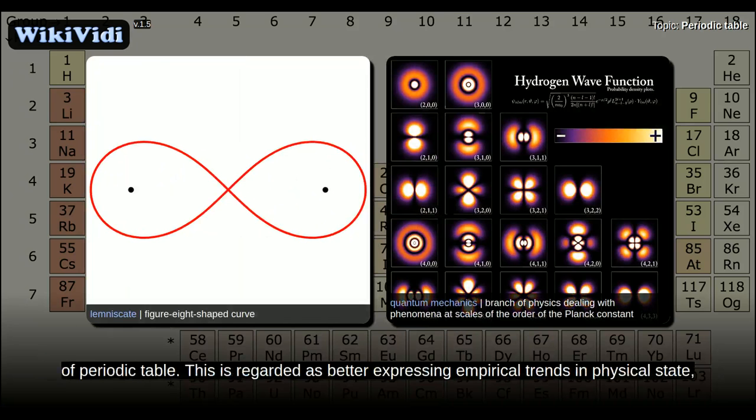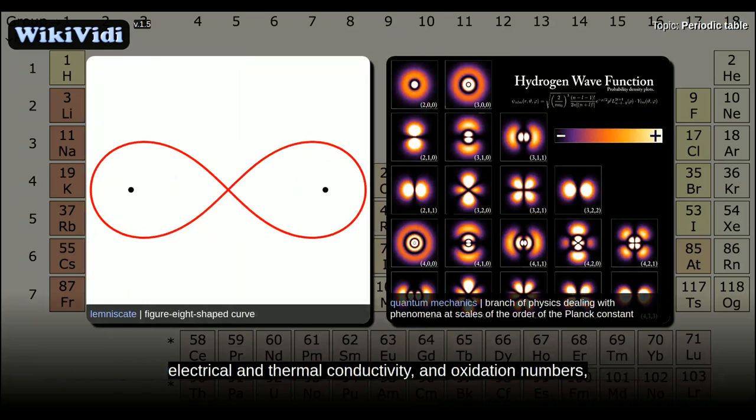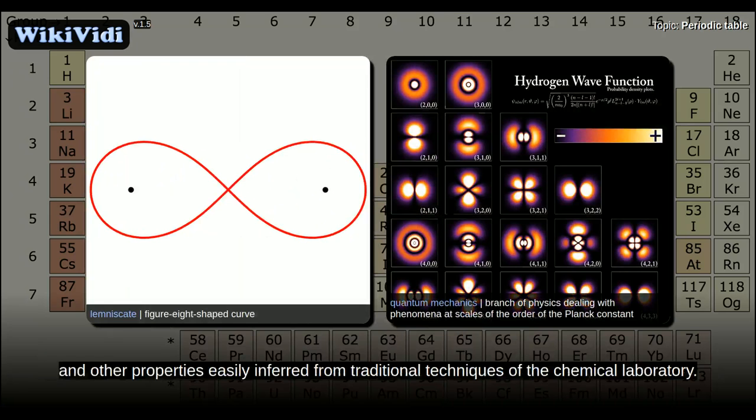This is regarded as better expressing empirical trends in physical state, electrical and thermal conductivity, and oxidation numbers, and other properties easily inferred from traditional techniques of the chemical laboratory. Its popularity is thought to be a result of this layout having a good balance of features in terms of ease of construction and size, and its depiction of atomic order and periodic trends.